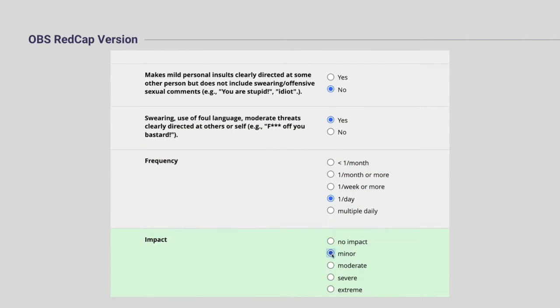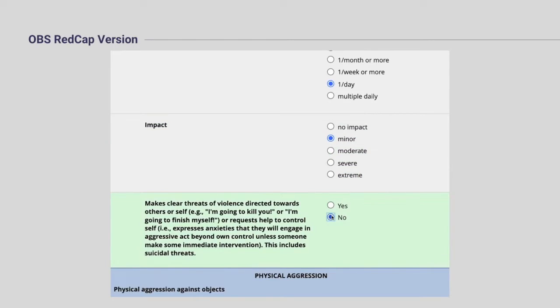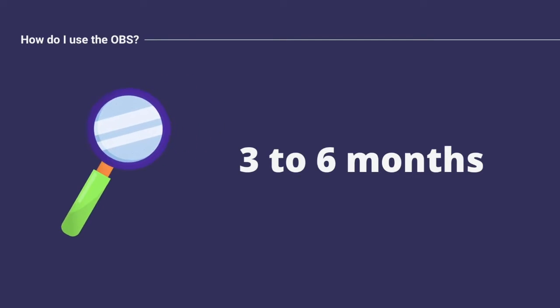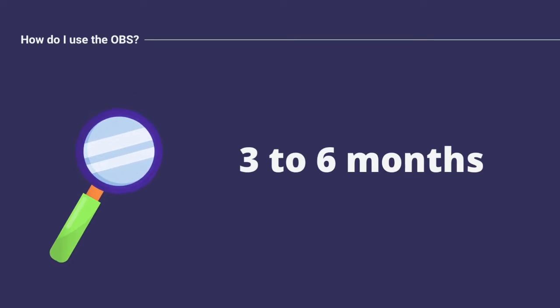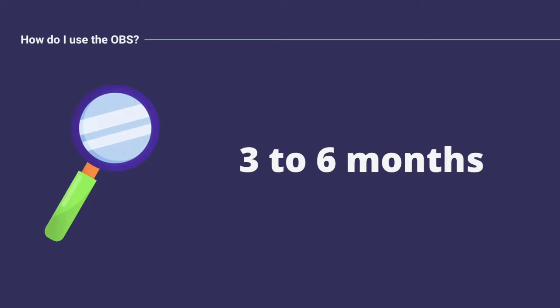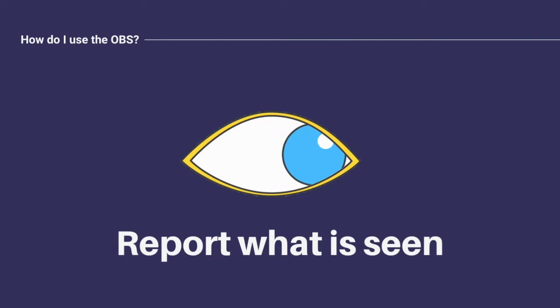When completing the OBS before the education program, it is designed to reflect your observations over the past 3 to 6 months. 3 months after you complete the education program, we will ask you to do this again and reflect on those past 3 months. In any case, it's important you score the behaviour that is seen rather than what you think is the intention or the cause of the behaviour.